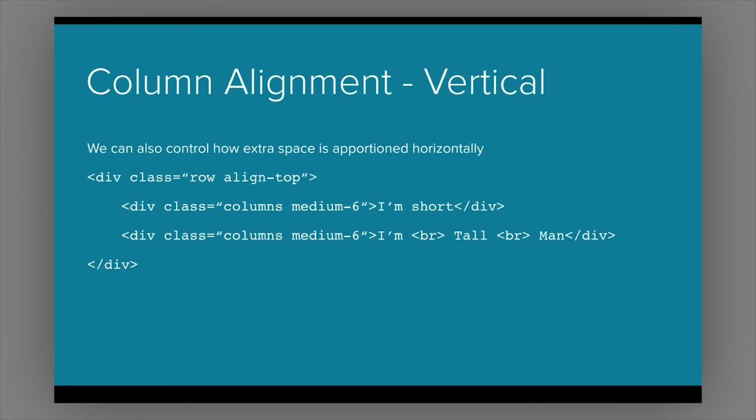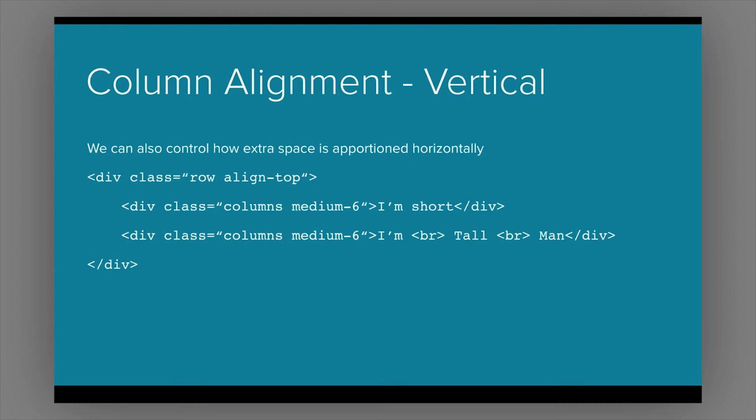And probably the most powerful thing in Flexbox, we use it a lot, is the vertical alignment. So you can actually align your columns inside of your row to the top, middle, or bottom. So I'm going to show you how to do that. So we have an example here with the class of align top.